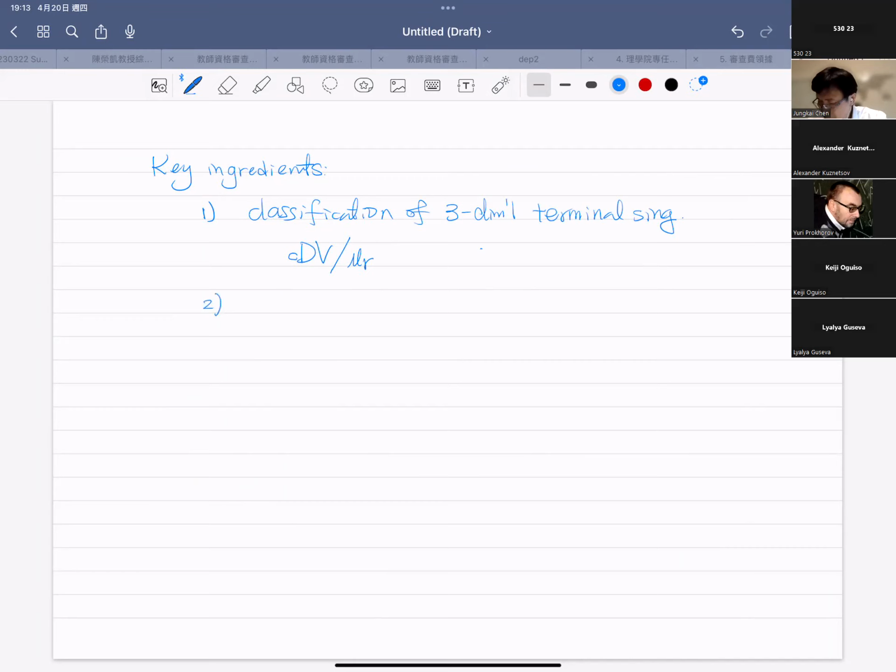And the second key ingredient in the work is that they consider the push forward of the sheaf of this form, where E is the exceptional divisor, and Y is the threefold. Mainly they consider the sheaf of this form, and if we consider the direct image, then this plays a very important role.